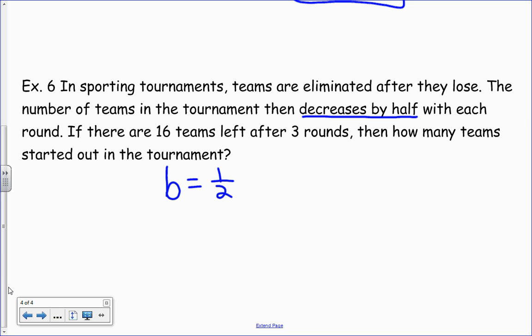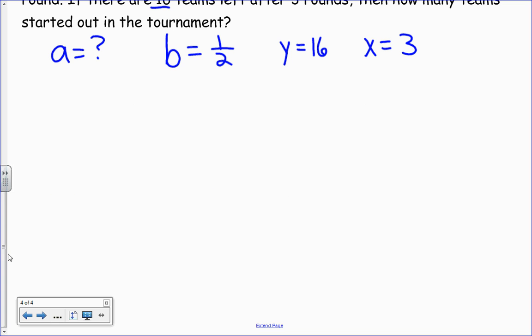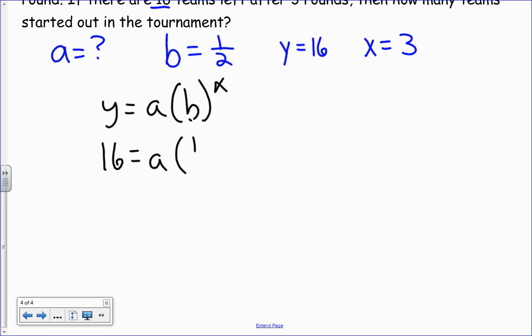So we don't know A. What we know is that the y value is 16 because there's 16 teams left after 3 rounds. So the x value here is 3. What I want to do is plug all this in and see if we can figure out what A is. So y is 16. We don't know A. B is 1/2. And x is 3.